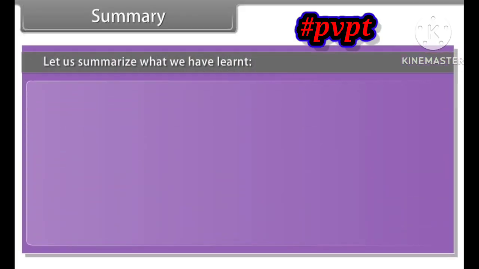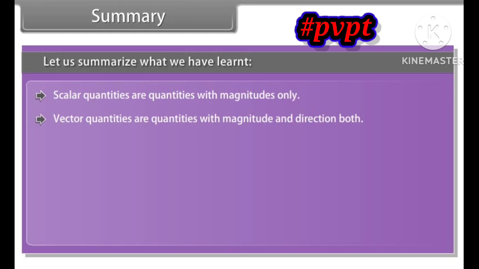Summary. Let us summarize what we have learned. Scalar quantities are quantities with magnitudes only. Vector quantities are quantities with magnitude and direction both.